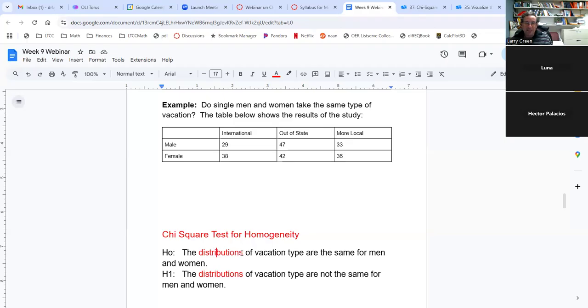So again, for the exam and for the discussion post, if you have to do homogeneity, then you have to have that word in there. Any questions on that? Okay.